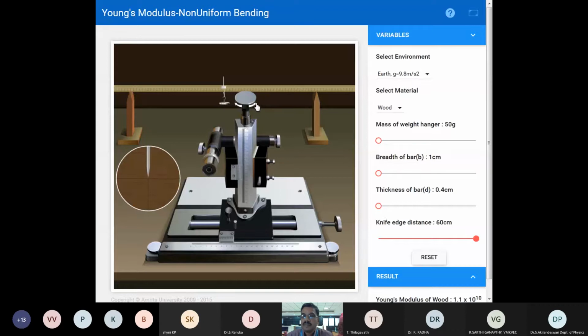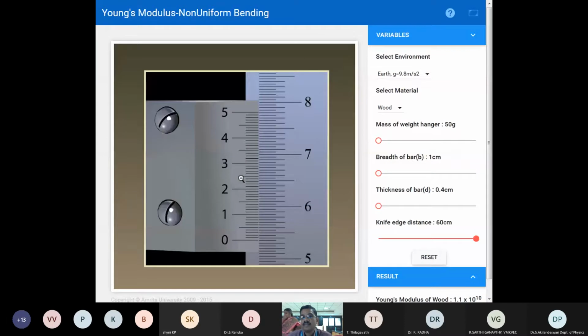So now by clicking this arrow, what happens? The pin comes down, it touches the horizontal crosswire. Now we have to take the reading. So near the vernier scale, if you click this, you can enlarge the vernier and main scale. Now you can easily take the reading. For example, the main scale reading is 5.35 centimeter. You can also see the vernier scale coincidence.